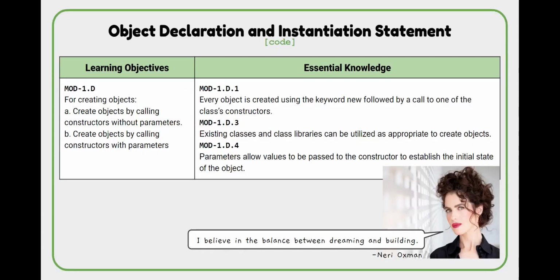We saw what a constructor looks like in our class definition, but how do we use that constructor to make objects from that class? That's where our object declaration and instantiation statement comes in. We're working with the same learning objectives. We want to create objects by calling constructors without parameters, and we want to be able to create objects by calling constructors with parameters.